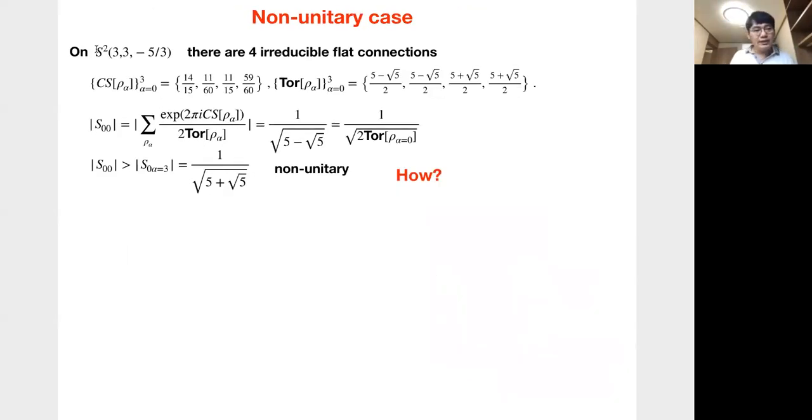But in these cases, we consider these cases as 3 times this one. And in this case, we can also analyze the modular structure. And it turns out that it is non-unitary. This theory has 4 irreducible connections, and we can compute the Chern-Simons functional and torsion. And then we found that this is actually a non-unitary topological pair. How is this possible? We start from the unitary 6d (2,0) theory compactified on a 3 manifold, so how can we obtain this non-unitary TQFT?